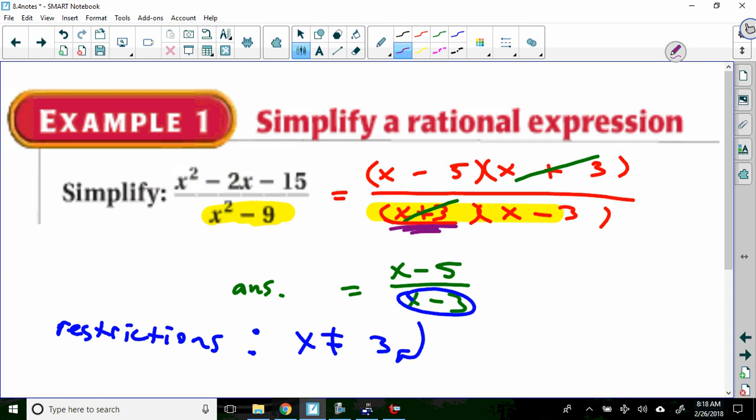Okay, so how about plus or minus 3? X can't equal plus or minus 3. Question.